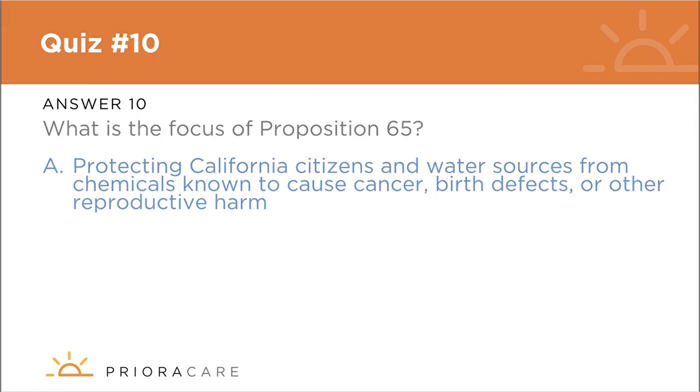Right, the answer is A. The focus of Proposition 65 is to protect California citizens and water sources from chemicals known to cause cancer, birth defects, or other reproductive harm.